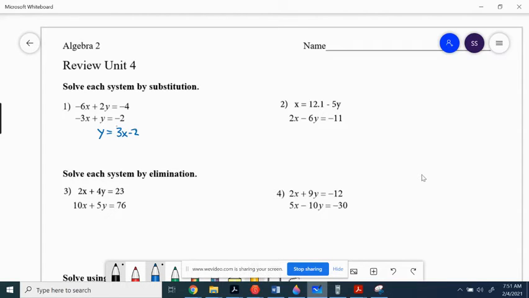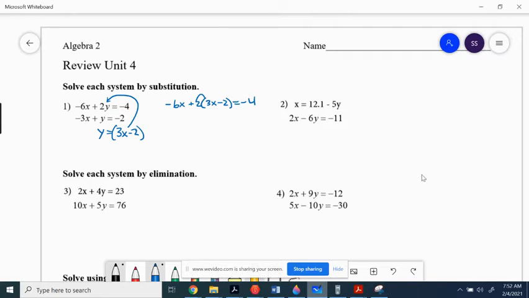And then what we're going to do is we're going to take this out. If y is equal to 3x minus 2, we're going to just plug it back in for this y. So we're going to take this and do negative 6x plus 2 times 3x minus 2 is equal to negative 4. And now you're dealing with the same variable. You can isolate it and solve. So once you do that, remember you have to, actually I'm going to do this one for you because this one's a little bit unique.